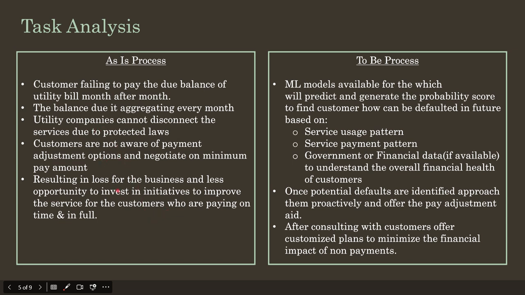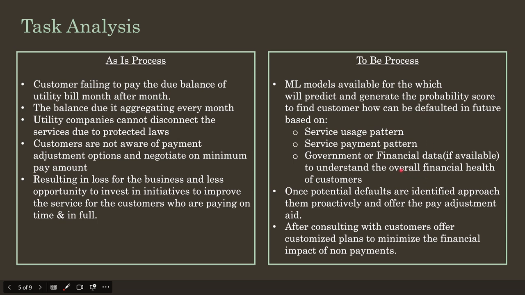So how we can solve this current problem is by having an ML model available to us, with which the business will be able to make the prediction and generate the probability score and find the possible customer defaults which can happen in future, based on the service usage by the customer, or the payment pattern that we are observing over a period of time for particular customers, and by taking help of government financial data, let's say credit data, just to see the overall financial health of the customer, so that we can predict that that particular customer may get defaulted in the coming months.